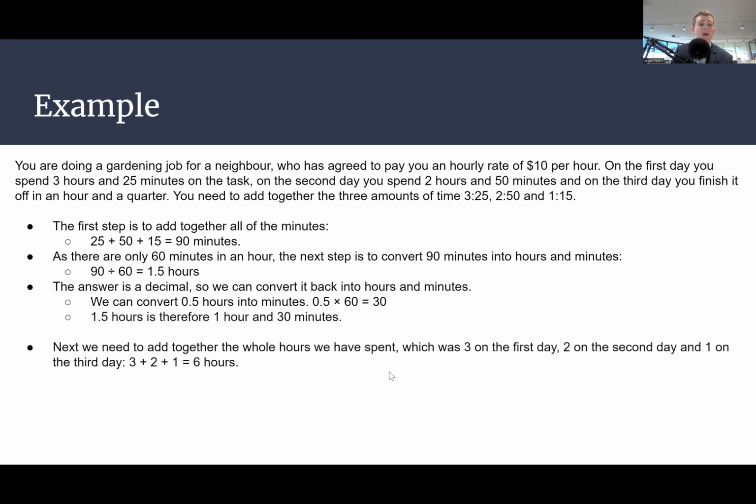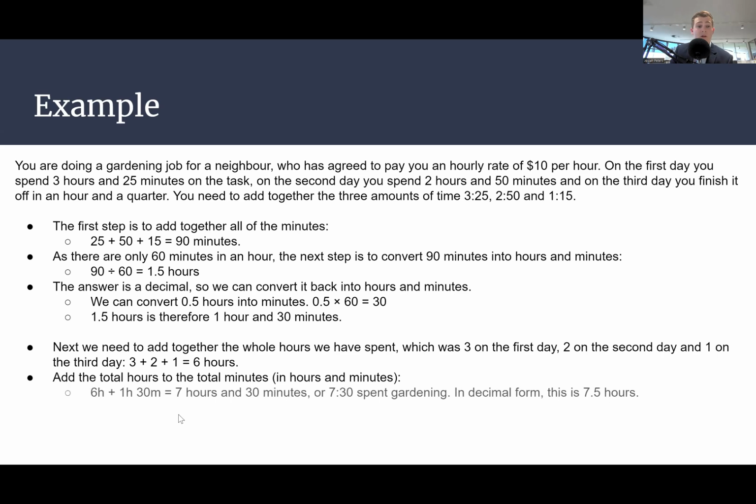Okay, let's keep going. Next, we need to add together the whole hours we've spent. So looking back up here at the question, we spent 3 hours on the first day, 2 hours on the second day, and 1 hour on the third day. So 3 plus 2 plus 1 is 6 hours. So now we add the total hours and the total minutes together. So we have our 6 hours plus our hour and 30 minutes, which gives us 7 hours and 30 minutes. Or you could say he spent 7 hours 30 gardening, or in decimal form, you could write it as 7.5 hours. All those answers are correct.